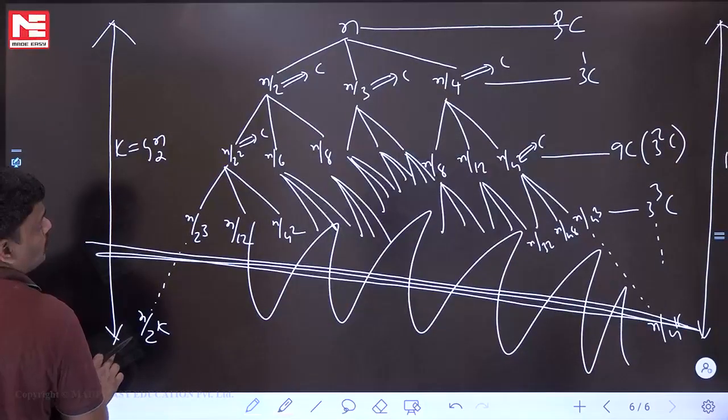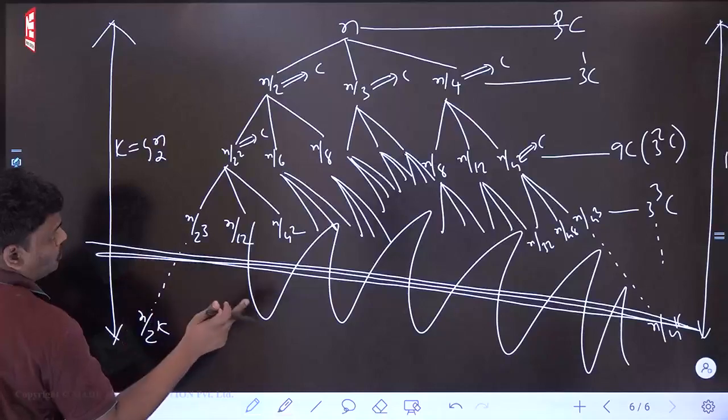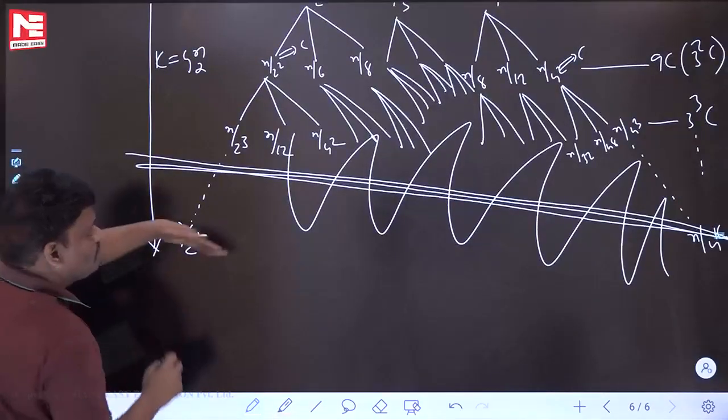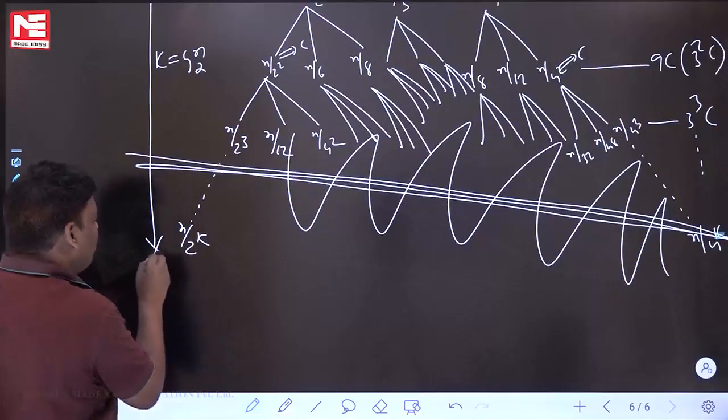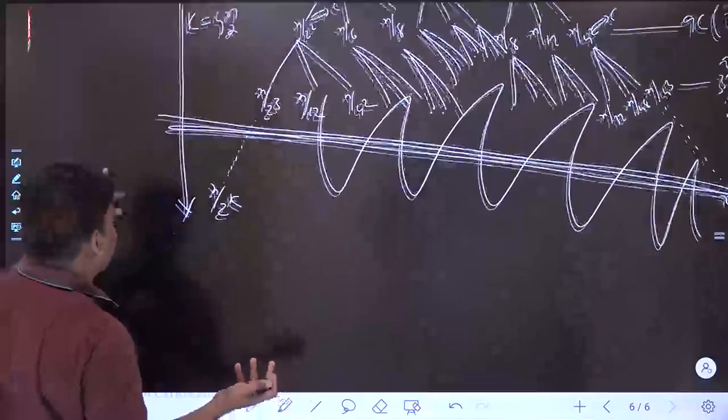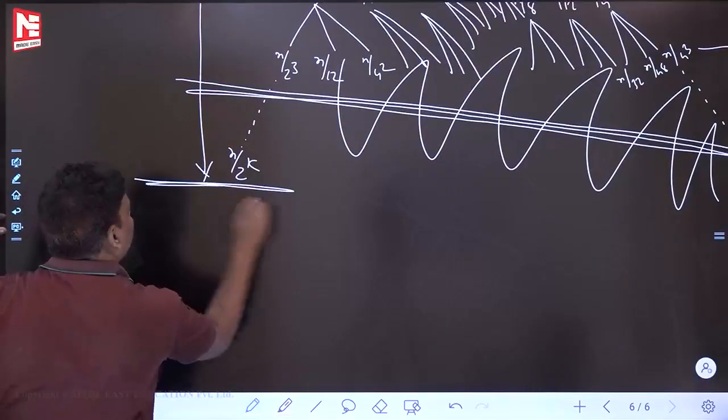3 power 0 C. Second level 3 power 1 C. Third level 3 square C. Fourth 3 power 3 C, and so on and so on, until here you take. So some people are asking, sir, below there is nothing, how can you take? If you take until here, even though some nodes are not there, that is called the upper bound. You know very well from the first problem onwards. This is going on. Let me write now.